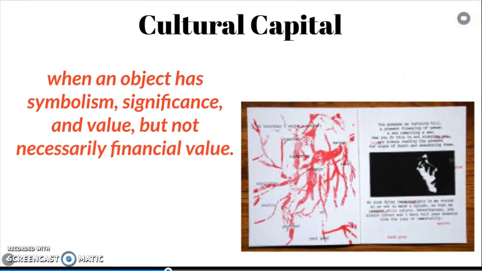What is cultural capital? Cultural capital, for this use, means an object when it has symbolism, significance, and value, but not necessarily financial value. This is important for this type of historical research, as sometimes our topics can bring a large amount of historical artifacts, but may not always be important.